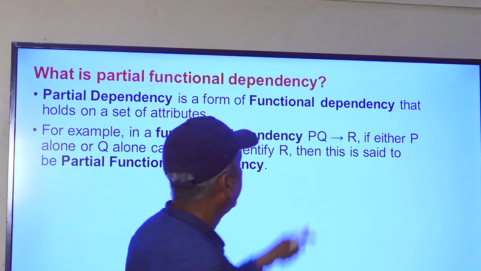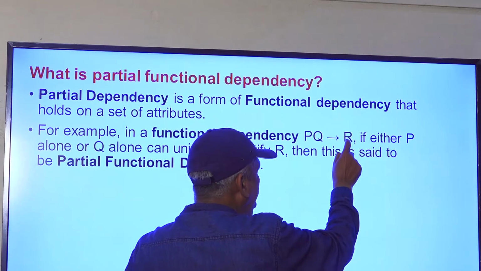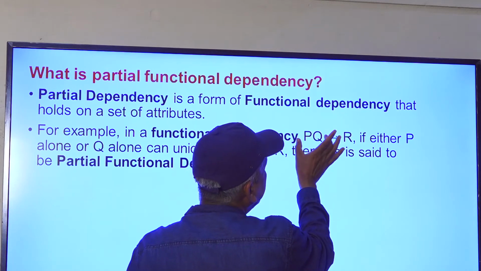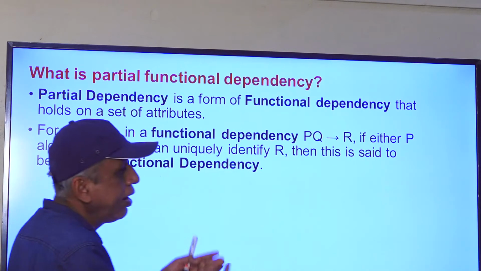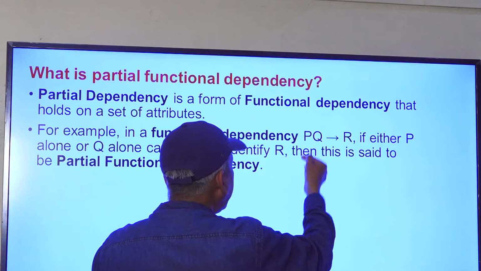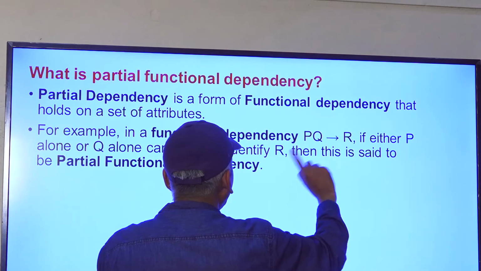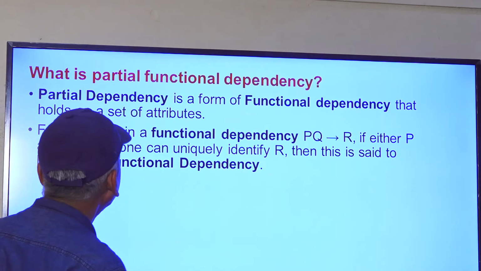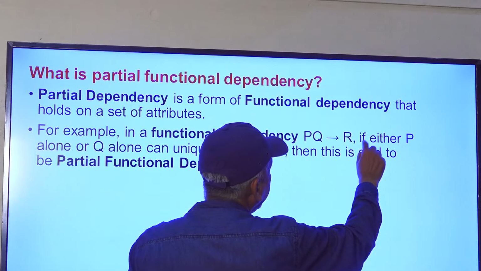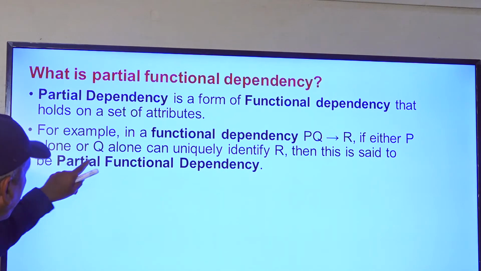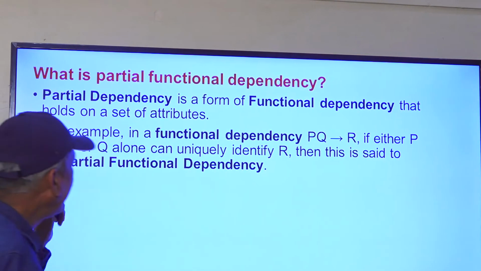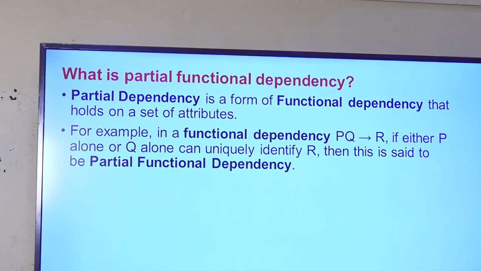Uniquely identify R. If this R is identified either by P or Q instead of PQ, then it is called partial dependent. Previously it was fully dependent. If P uniquely identifies this R, then it is called partial functional dependency. If PQ determines R, and either P or Q individually can identify this R, then we call it a partial functional dependency.